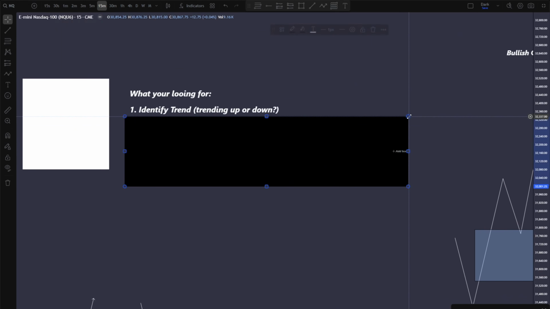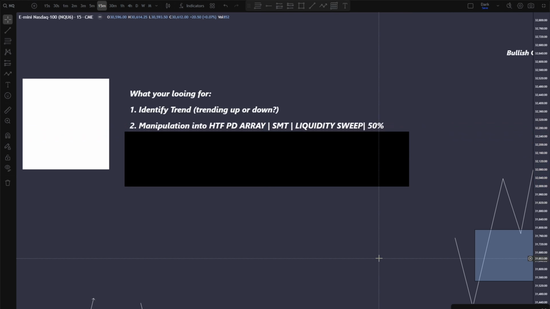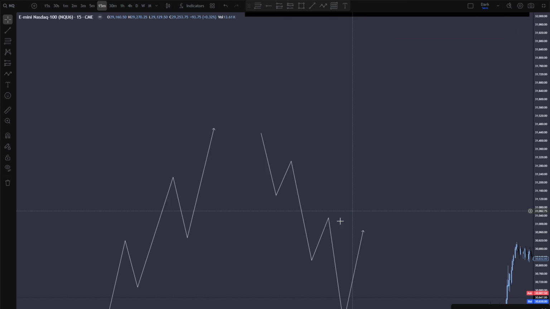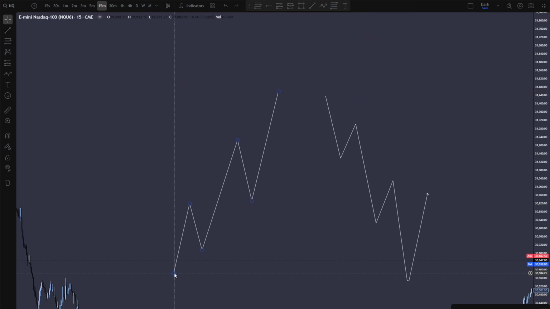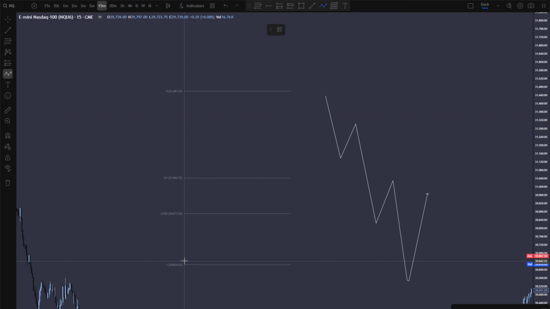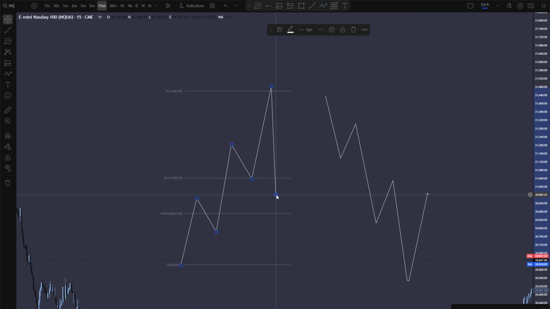So number two, right? We're looking for a manipulation into a high time frame PD array. And what that means is basically, if we're in an uptrend right here, let me get my tool. Yes, if we're in an uptrend right here, let me just say that, bang. So boom, we're in an uptrend. All right, are we coming below 50%, right?